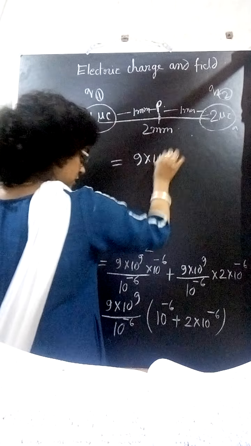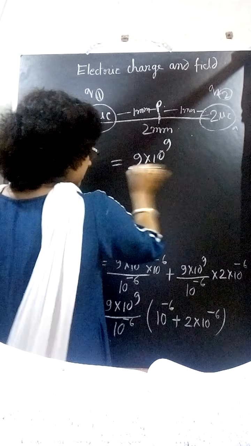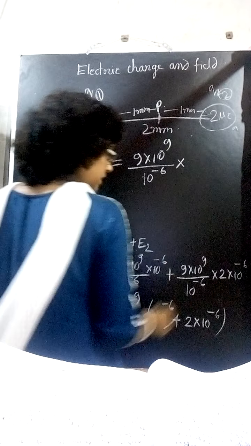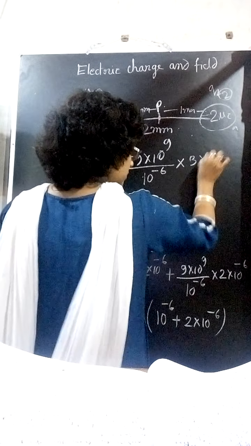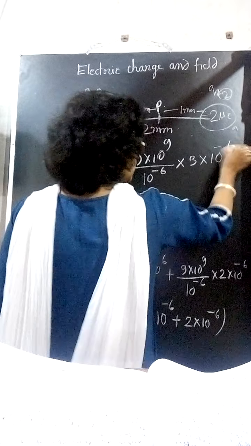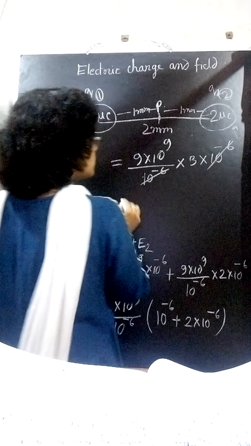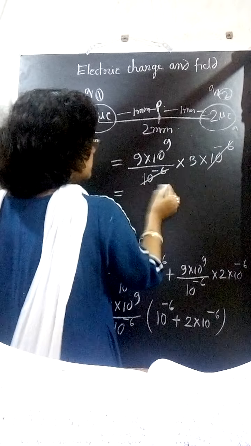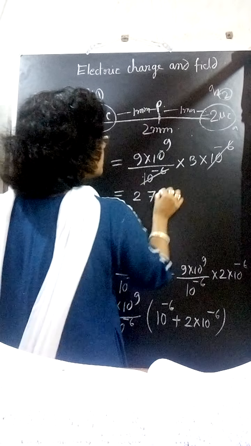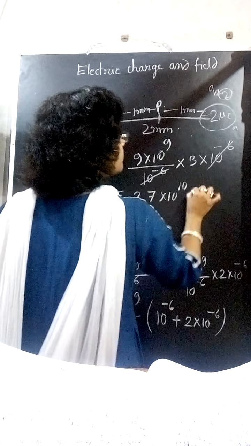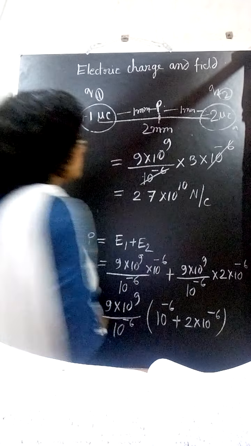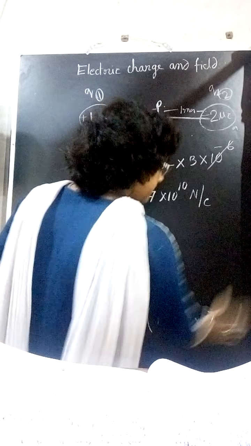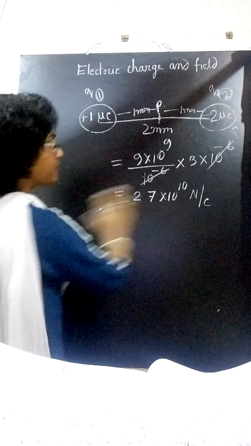9 into 10 to the power 9 divided by 10 to the power minus 6, and here is coming 3 into 10 to the power minus 6. So 10 to the power minus 6, 10 to the power minus 6 is cancelled. Ultimately it will be 9 into 3, that is 2.7 into 10 to the power 10 Newton per coulomb. So in this way you have to practice the electric field intensity at different points.